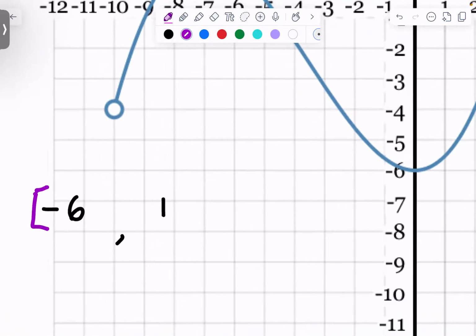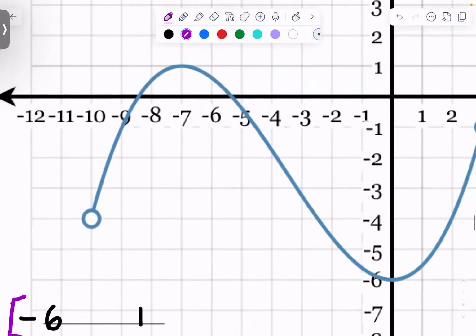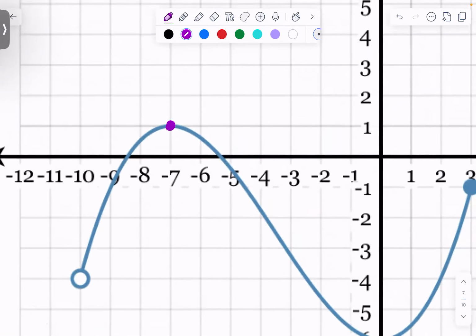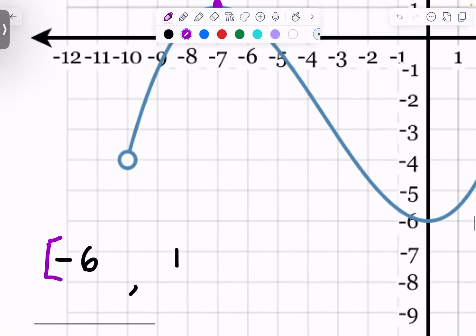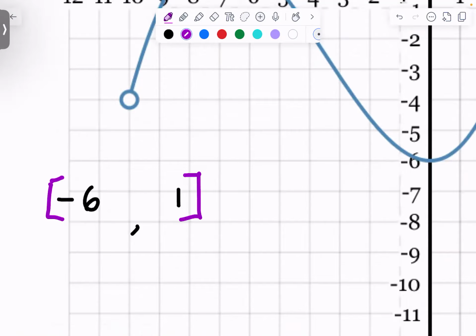Brackets means that it's included. And at 1, y is 1, right? So it's this guy here. Is that point on the graph? Yes. So it's also brackets.